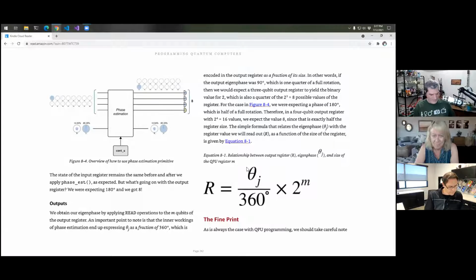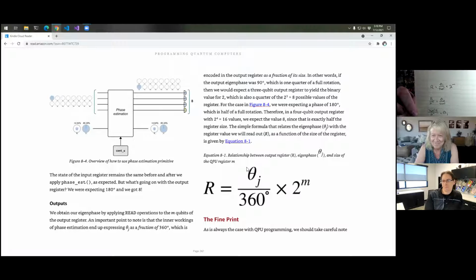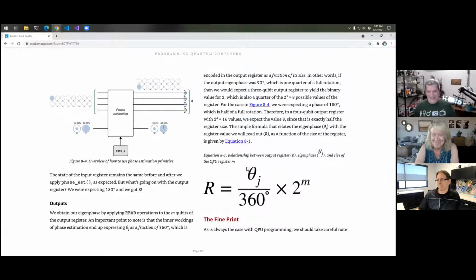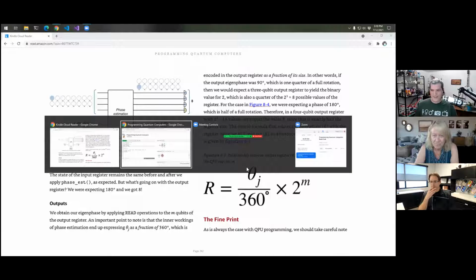So let's see. I had to pull out my old school algebra, and I'll hold it up to my camera. Solve for theta, theta of j. Because what I wanted to do was output the actual angle. And so now let's go and look at that code.